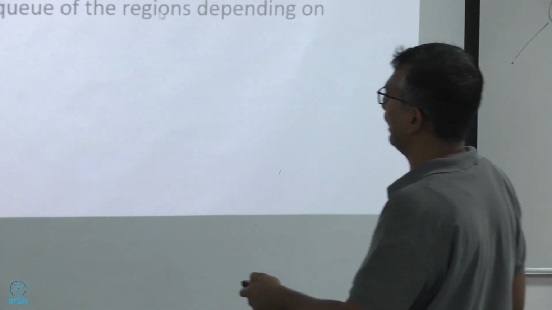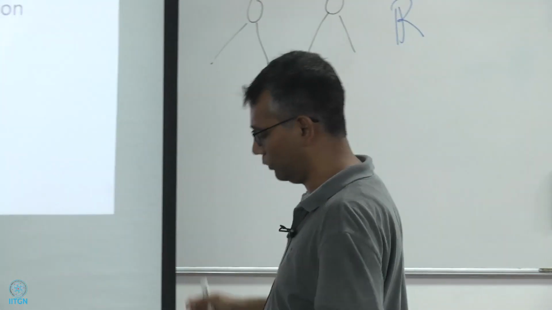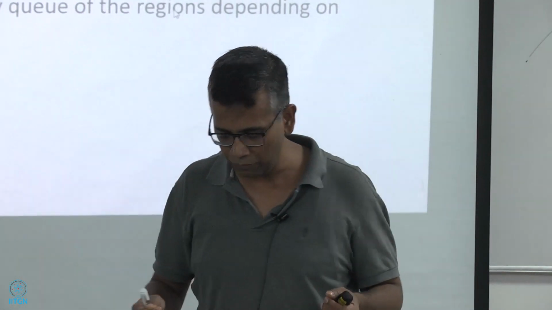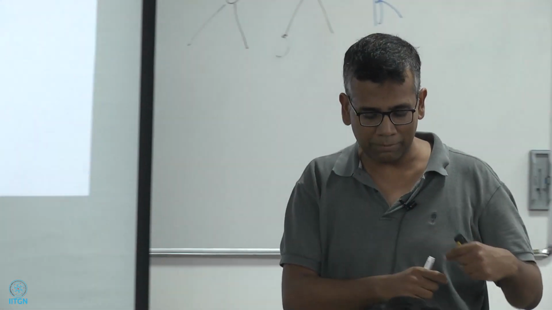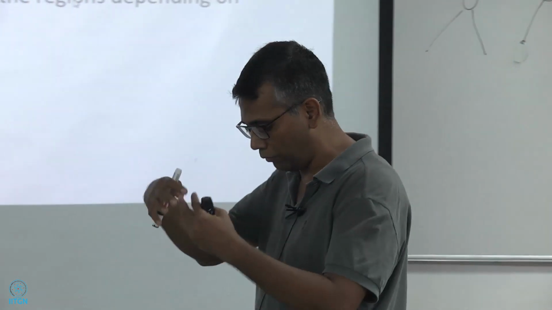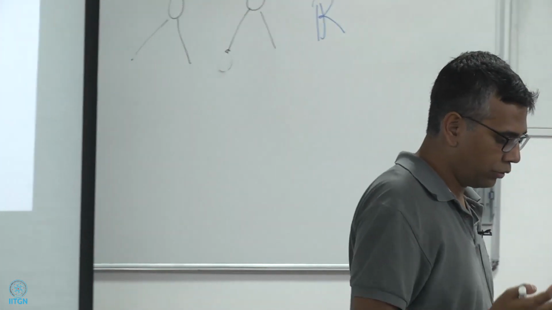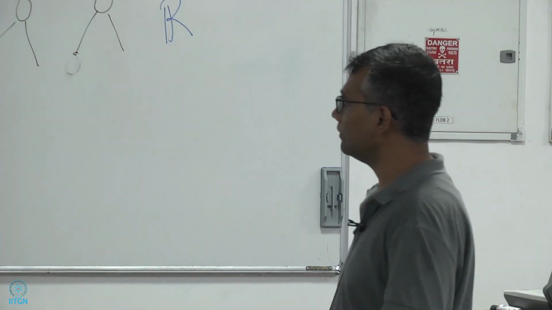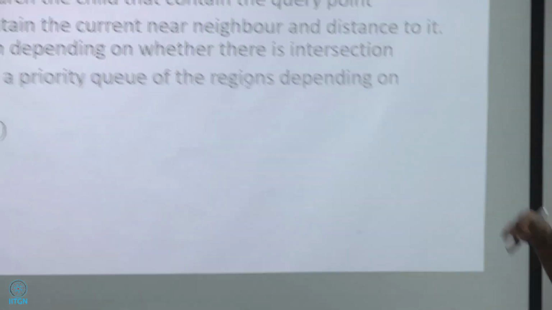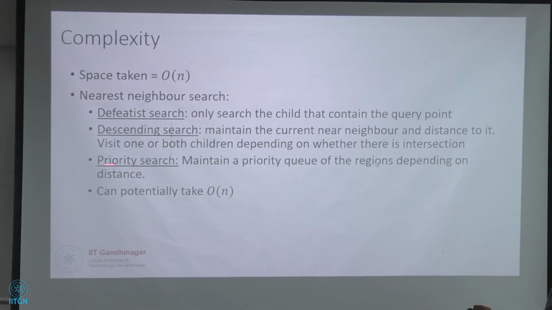You could do something more clever. You could do a descending search, which says that, okay, when I go down, I try to maintain my current nearest neighbor. So this is more like backtracking, right? That you maintain what is my current nearest neighbor, what is my distance to it, right? And then I try to reduce that at every step. Right? You could maintain that as you're going down. You might want to say that I'll backtrack, but in a priority-driven way.